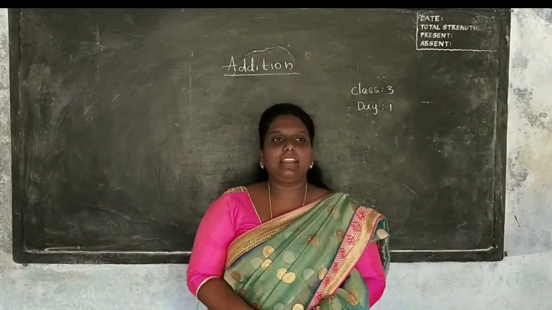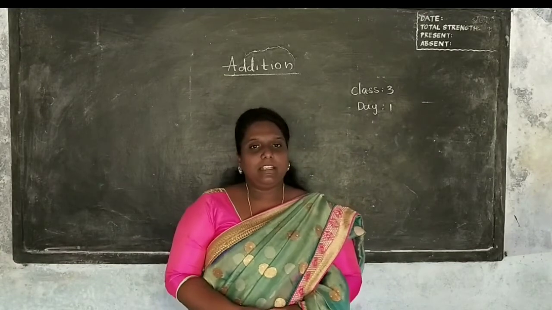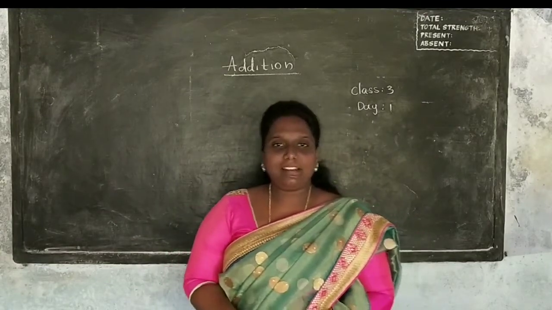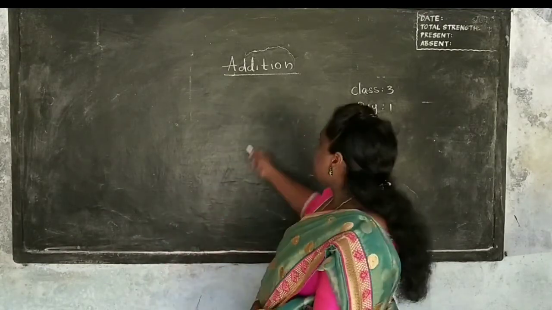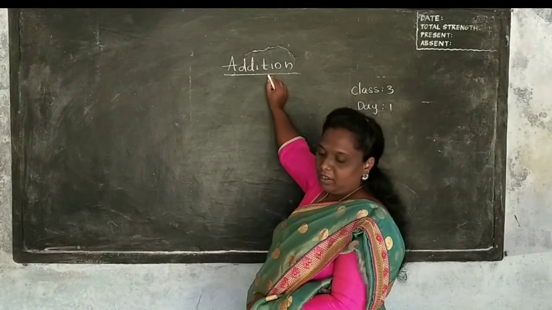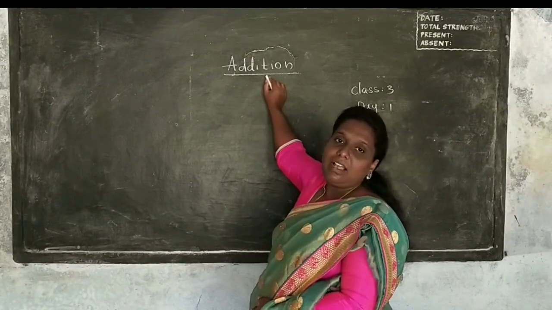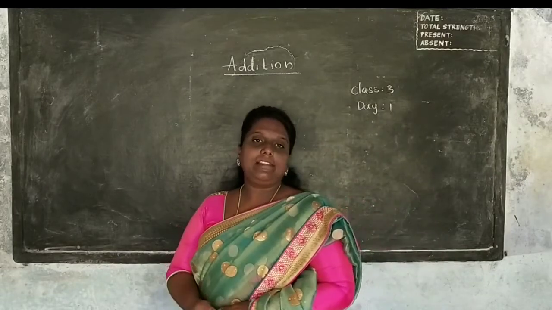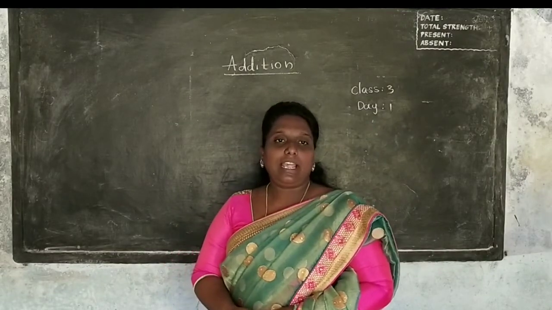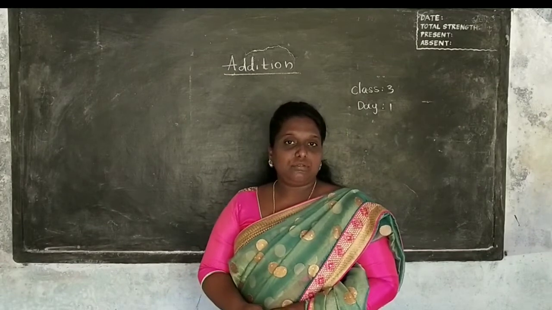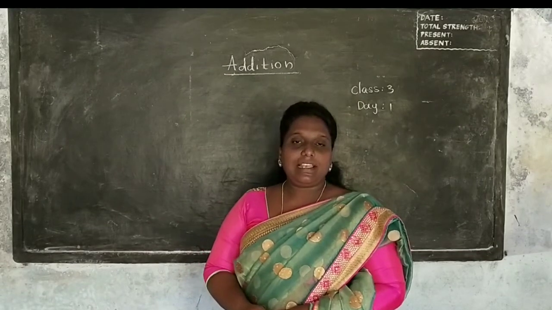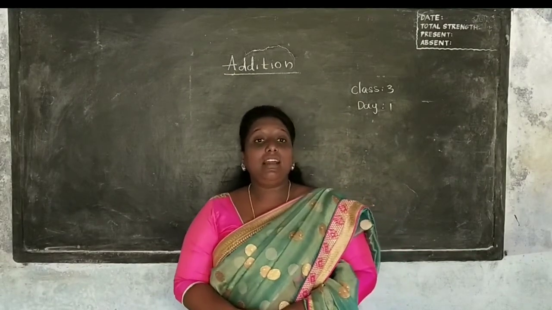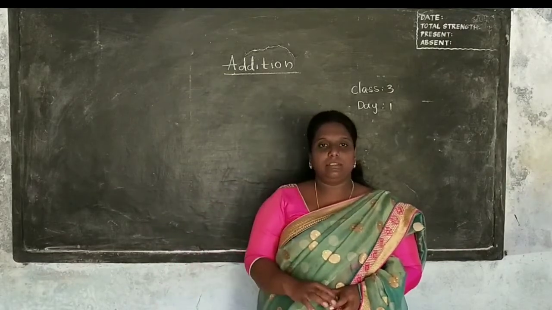2020-21 academic year. In this academic year, children, in your maths, the first chapter is Addition. Already in your previous classes, first class, second class, you have learned how to add one digit numbers, two digit numbers. Now in this class you are going to learn how to add three digit numbers.